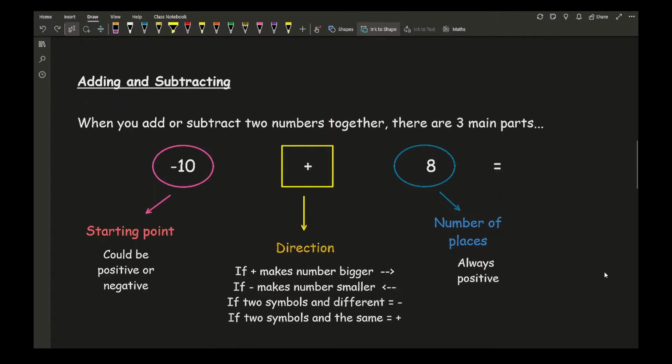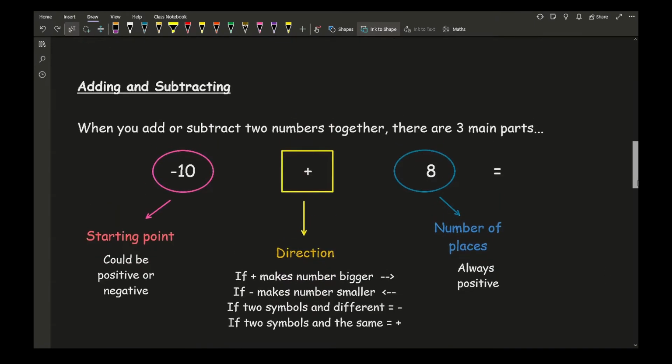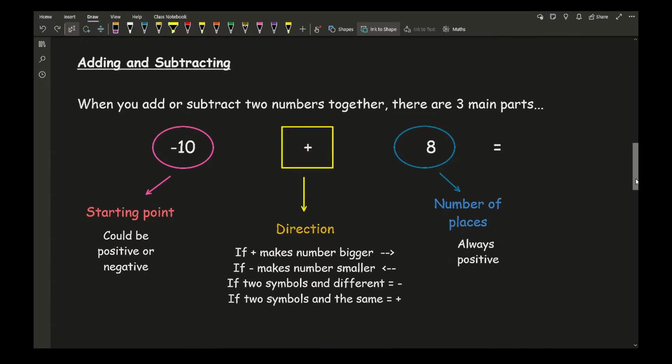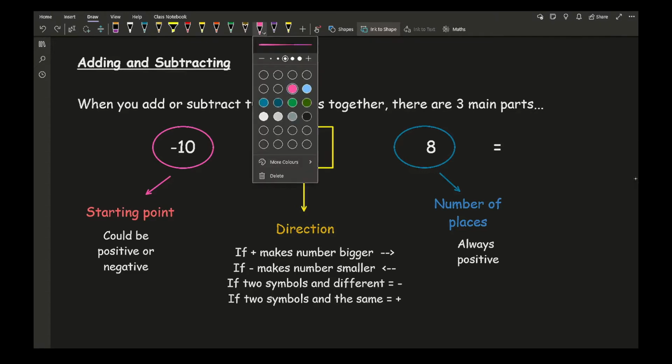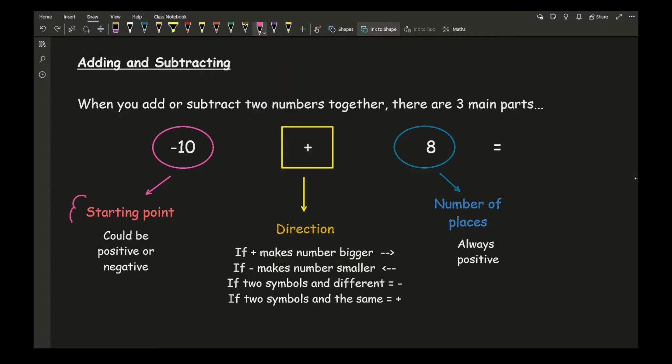Let's have a look at the components of adding and subtracting. I always say that when you add and subtract numbers, there are three main components: the starting point, the direction, and the number of places. The starting point is basically your first number, and this can be either positive or negative. Taking on board what sign it is tells you where you are starting along the number line.